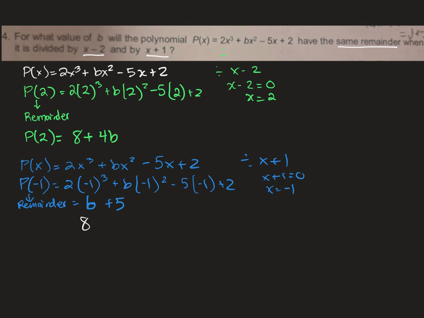That means that 8 plus 4b has to equal b plus 5, and solve for b, so subtract b from both sides, subtract 8 to the other side, so we'd have 3b equals -3, divide both sides by 3, we get b equals -1. And there we go. Did we answer the question for what value of b will the polynomial? Yep, we did. B is equal to -1.